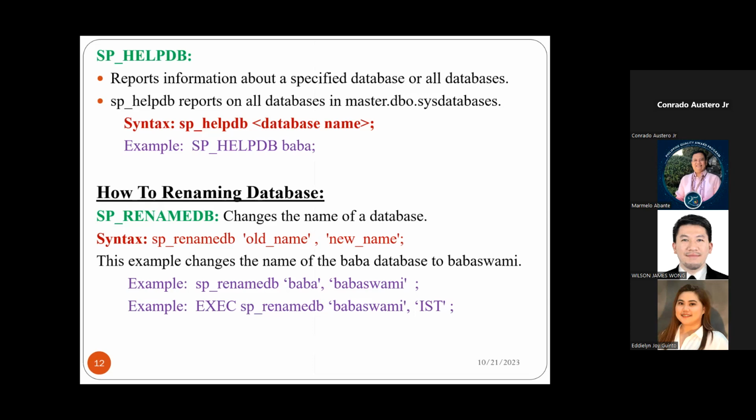How to rename a database. It changes the name of the database. Syntax: sp_renamedb old_name, new_name. This example changes the database name from BABA to Babaswamy. For example, exec sp_renamedb Babaswamy, IST.